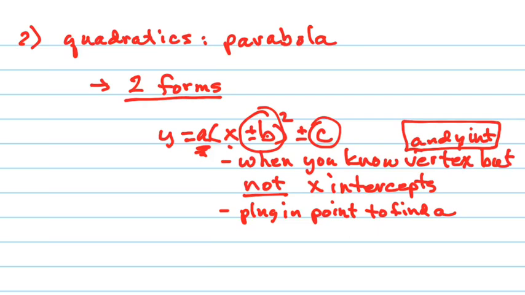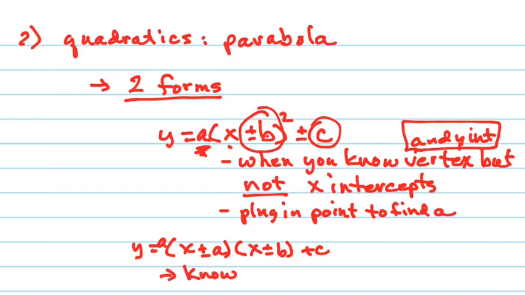Okay? Remember the other form was y equals a times x plus or minus a times x plus or minus b plus c. Oops, there's an a there too, isn't there? Okay? And you remember when you use this one? When you know the x-intercepts. Remember that? You just plugged them right into the a and the b part. Those are your intercepts. Okay. And you couldn't read the vertex part of it, right?